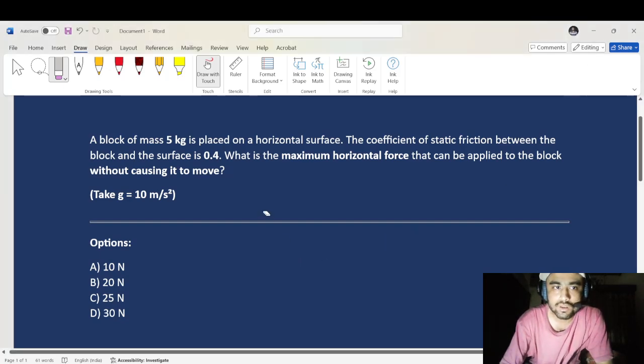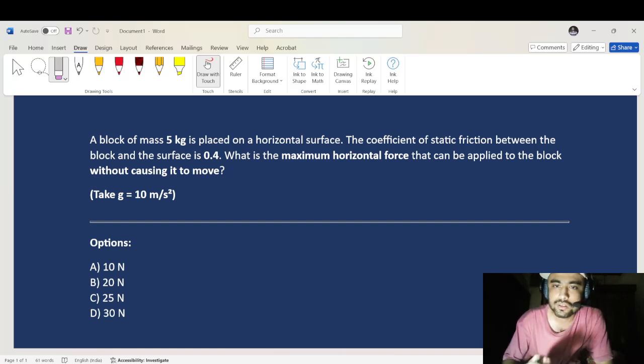So basically today we are solving a physics numerical question, which is from the chapter of friction, which is basically a subset of the classical mechanics part of physics, right? So this is going to be a very short video, so let's not waste time. Let's just directly jump into this question, okay?